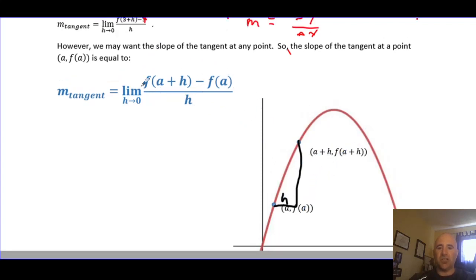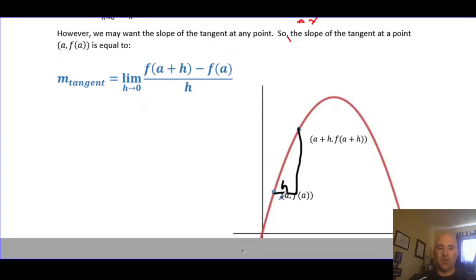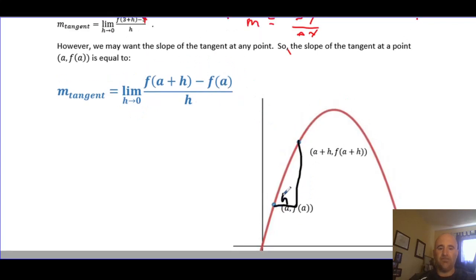So this calculation here, ignoring the limit, is calculating the slope of a secant from this point to this point. Now we have to imagine that h is decreasing, getting as small as we can. They're far apart on the graph just so you can see them. So the limit as h approaches 0 says you squeeze this in as close as you can and see what happens to these values as you do that. And that will give you the slope of the tangent.